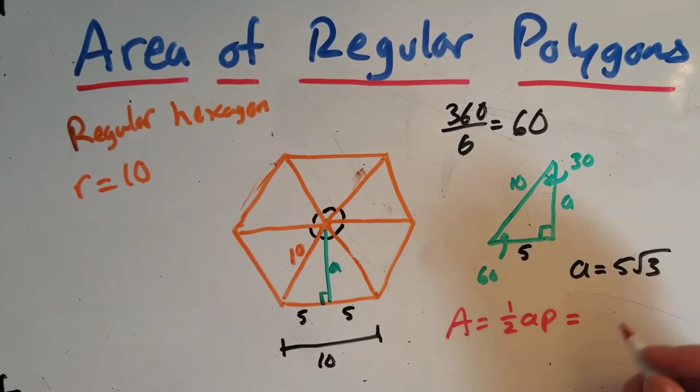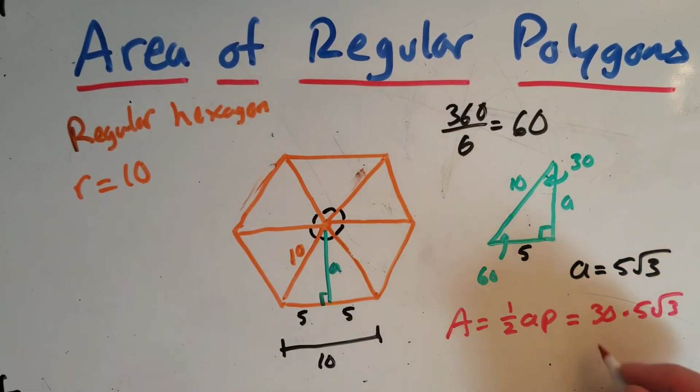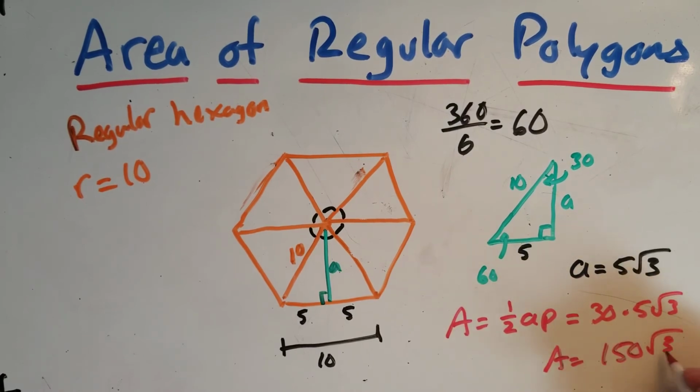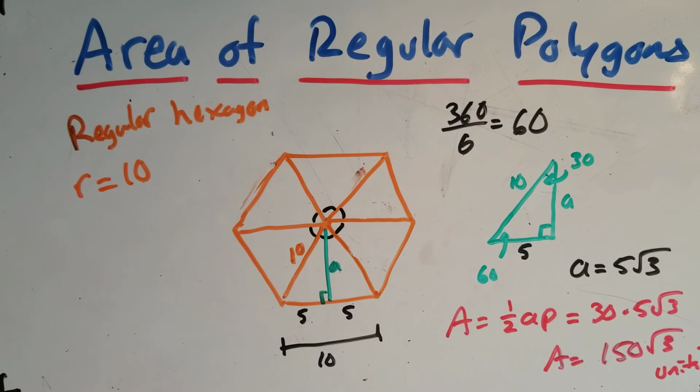So 60 times 1/2 is 30. 30 times 5√3, so the area is going to be 150 times the square root of 3. We don't have units, we'll say units squared. So that would be the area of a regular hexagon, given that the radius is 10 units. We'll do one more, and then you'll try some of these on your own.